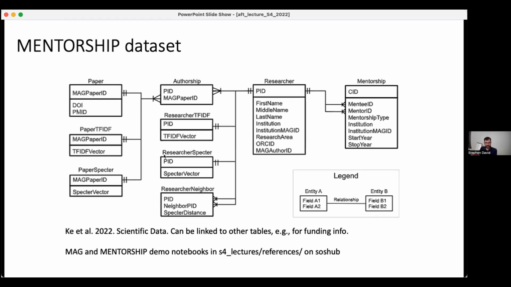And again, this is just taken from this paper, but for those of you who like to think about database diagrams, this is the schema for the database that has information about researchers, their mentorship connections, their authorship on papers, and the metadata associated with the papers. So this is what's available to you if you want to start working with this data.